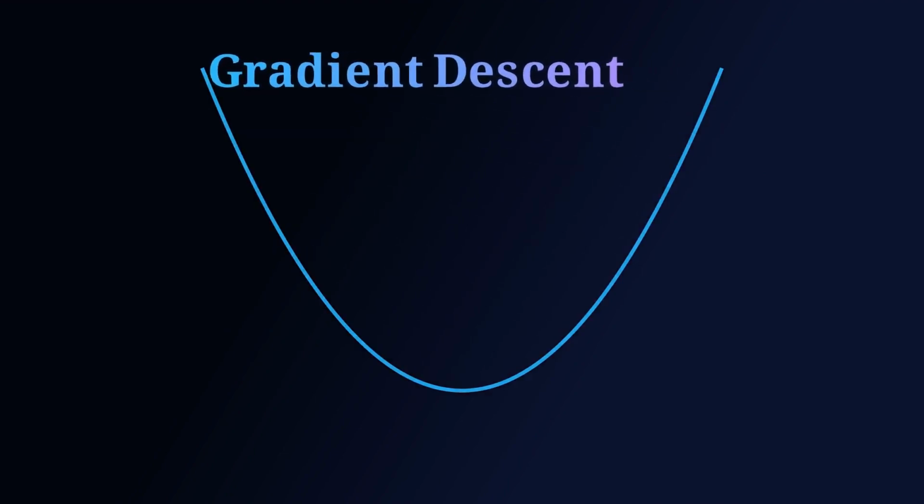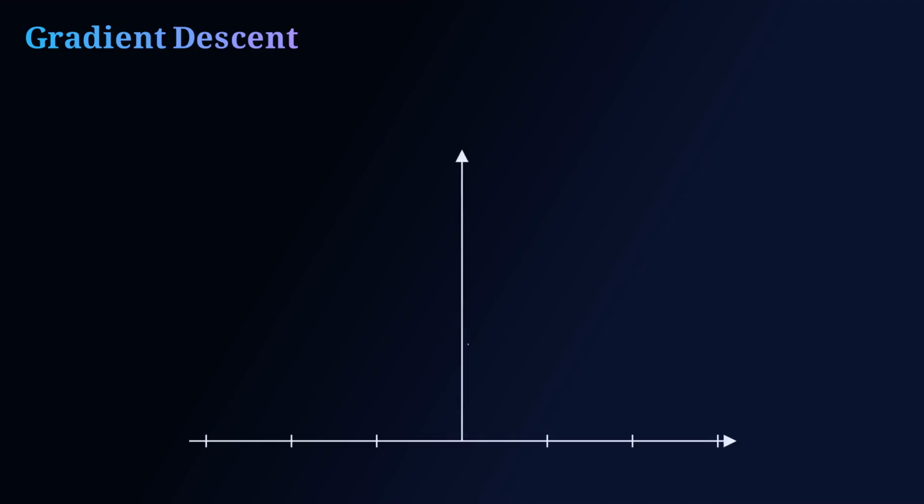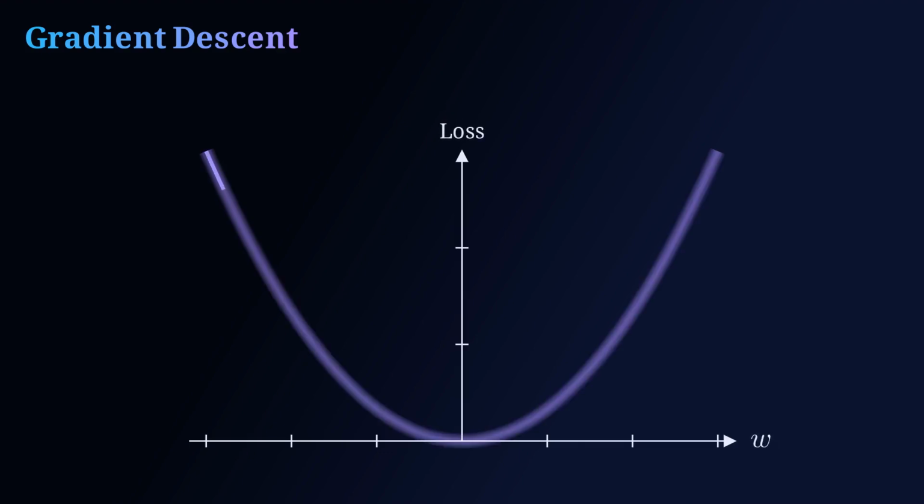Let's strip everything away and draw one simple curve, a parabola shaped like a smooth valley. The horizontal axis is a single number we get to choose, which we'll call W for weight. The vertical axis is how bad our choice is, a quantity we call the loss. Every point on this curve answers one question. If I pick this value of W, how wrong am I? High up on the curve means very wrong. Down at the bottom means as right as we can be. Our entire goal is to find the W that sits at the very bottom of the valley.